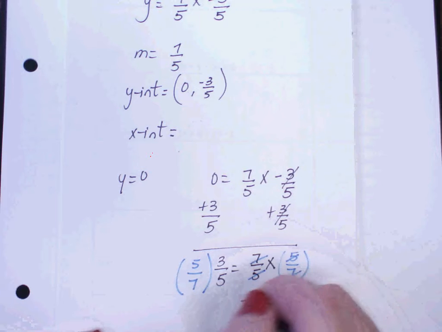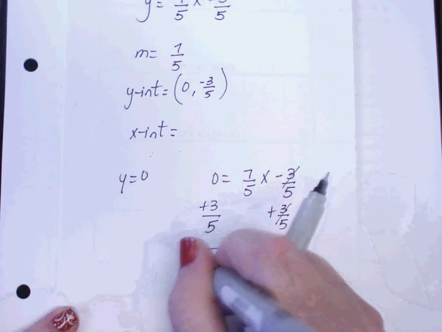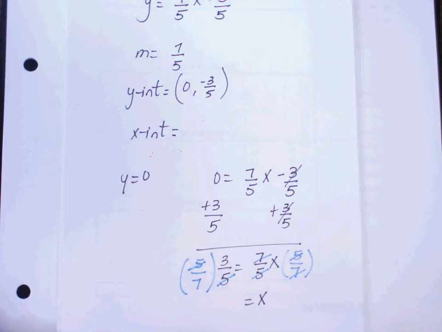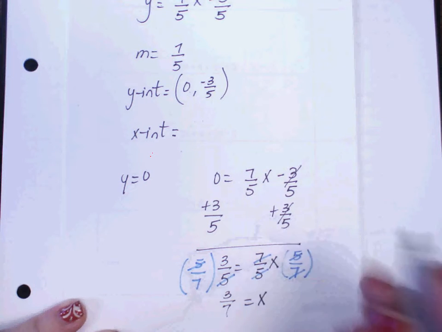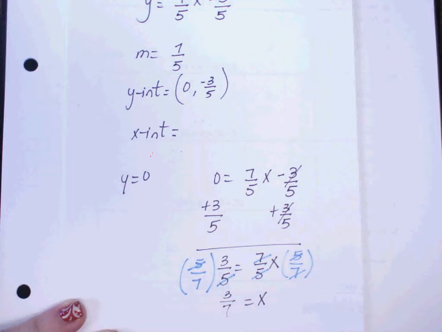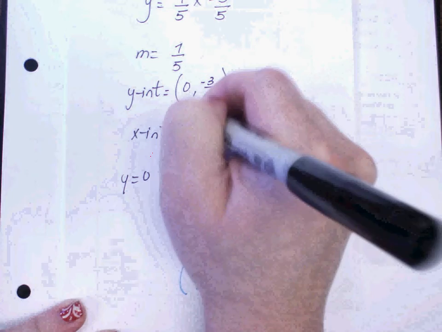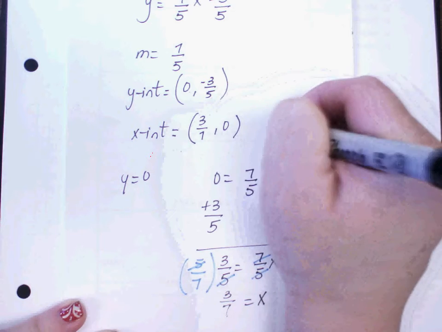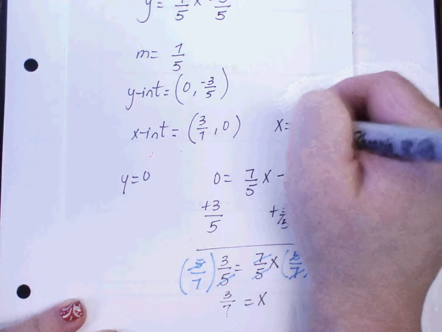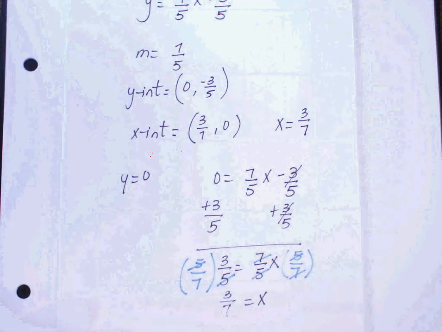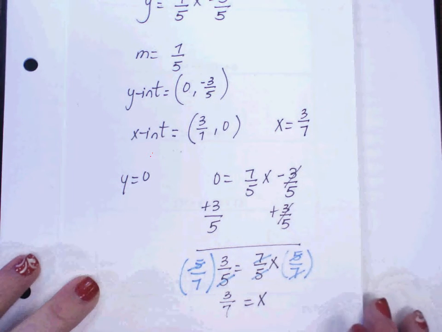So that cancels that. That cancels that. So the only thing that you get is an x. That 5 and that 5 are canceled. So what's your x? 3/7. So what's my x-intercept? 3/7 and 0, which means the 0 of the function would be 3/7. There you go.